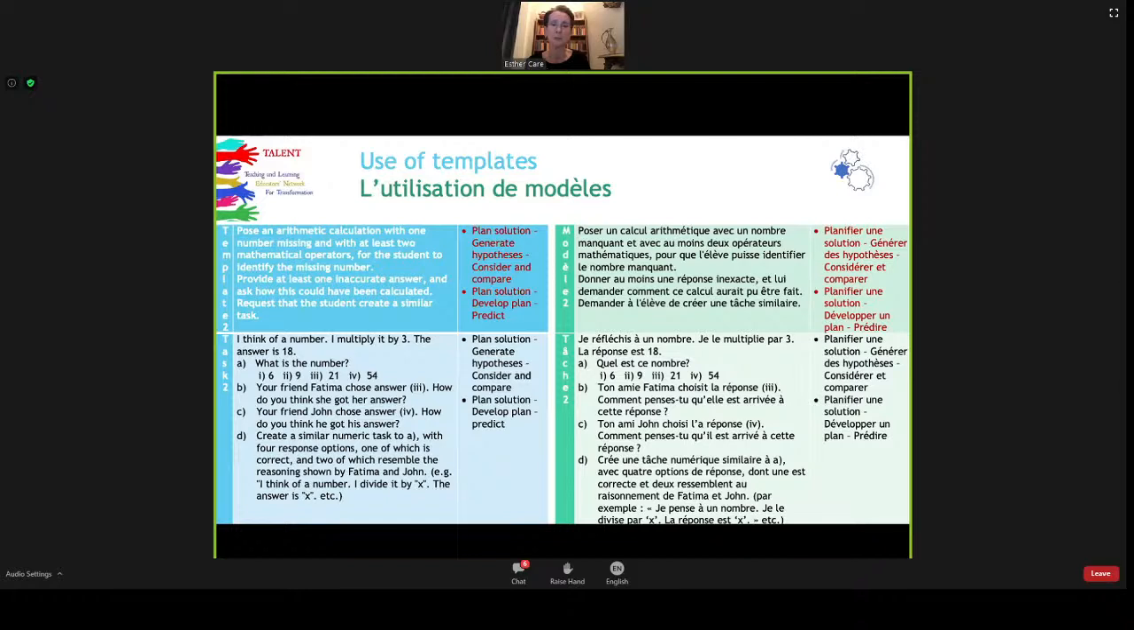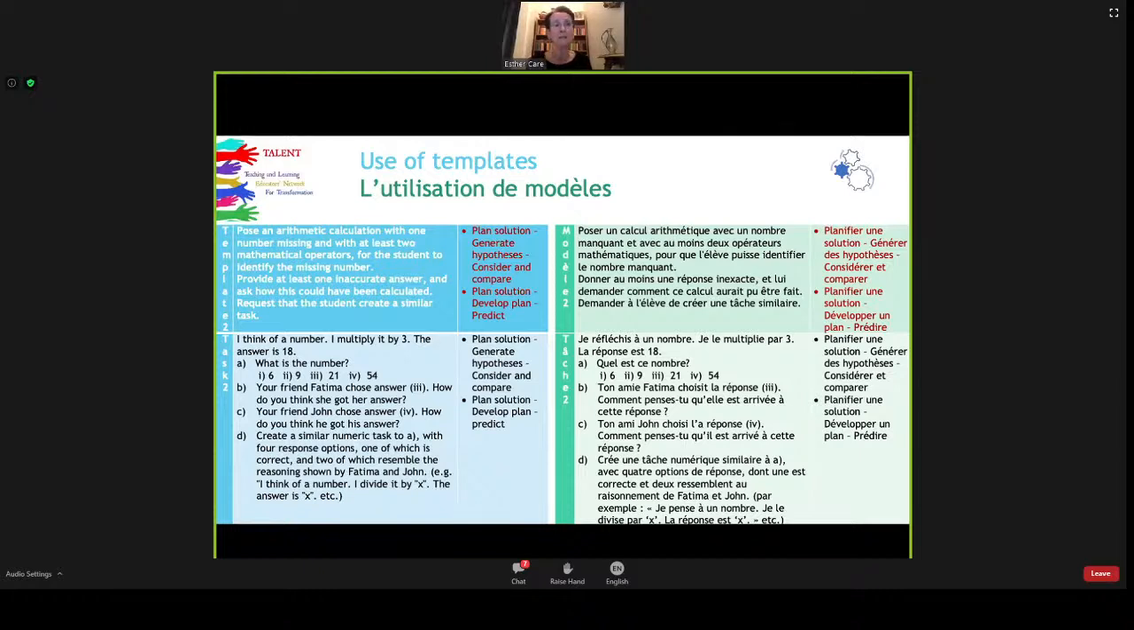And so in this one, you can see that the particular subskills that we're looking at are planning solutions. And part of planning solutions is generating hypotheses. It's considering and comparing. And another subskill is planning the solution, developing the plan, predicting, and so on. So we go through all of these layers of specificity.